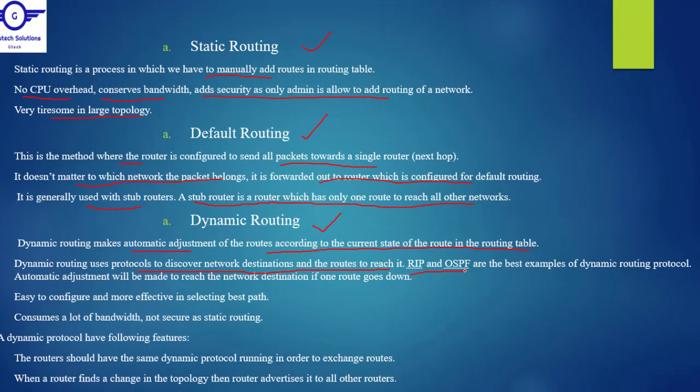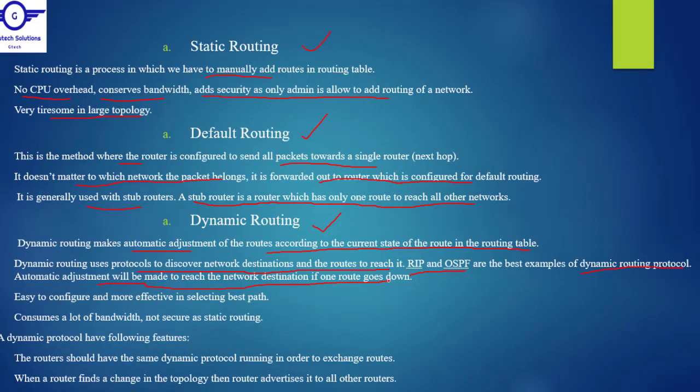Basically we consider RIP and OSPF as the best examples of dynamic routing protocols. In most of our projects we will be using RIP, OSPF, default routing and static routing mostly. And if you have to configure a different autonomous system, we will employ BGP. Then automatic adjustment will be made to reach the network destination if one route goes down. This is the very important part of dynamic routing. Suppose one route goes down, because of redundancy, it chooses the other route. Very important in dynamic routing.